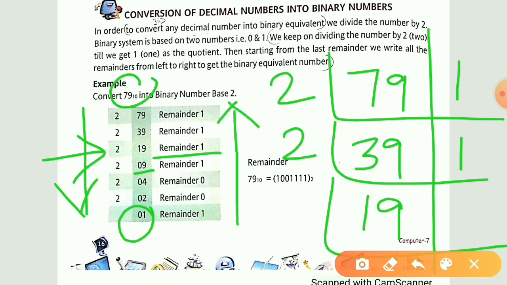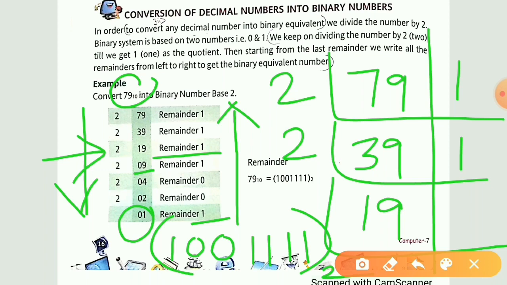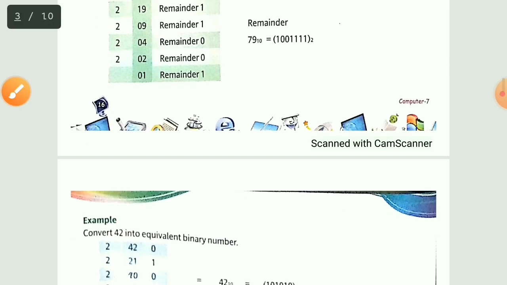So firstly you will be writing 1, which is present at the very bottom, then 0, then 0, then again 4 times 1. Okay, so this is basically the binary representation of your 79, which is a decimal number. Now again we are having one more example.